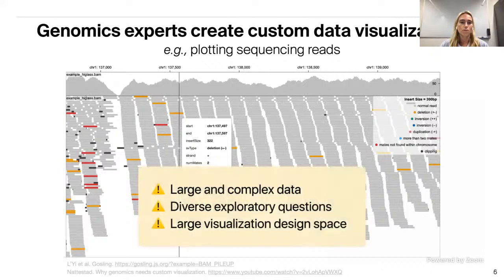This is just one example, but authoring in this field is very challenging, typically for several reasons. There are very large data sets that have multiple levels of detail and uncertainty. There are very diverse data questions, and typically the visualization will be part of the research outcome as well. And lastly, the possible design space is complex and just large. So visualization authoring in genomics is really essential to make sense of their complex data, but it's not well understood and has never really been looked at.